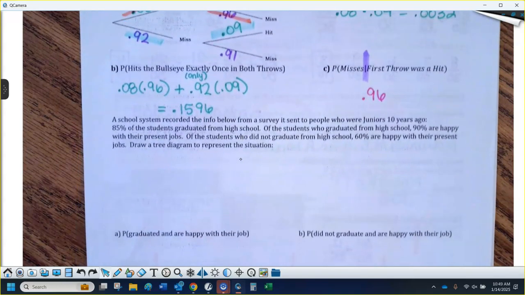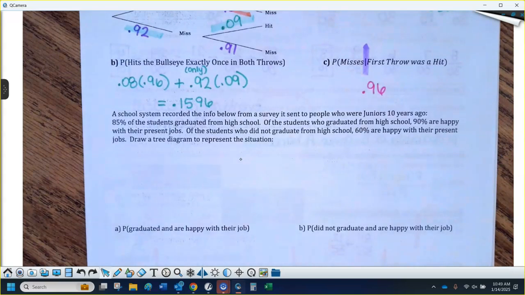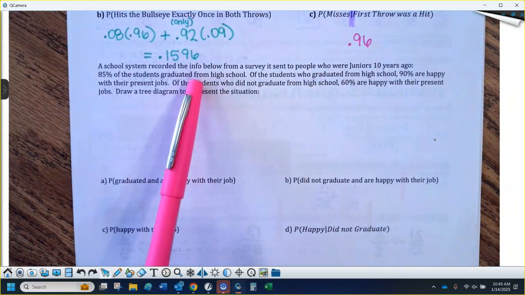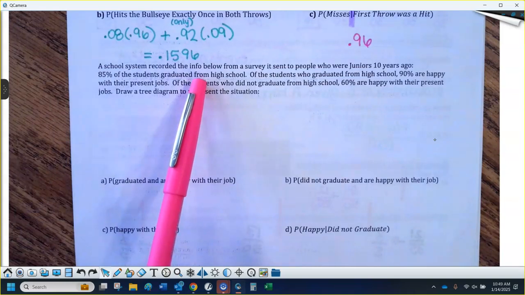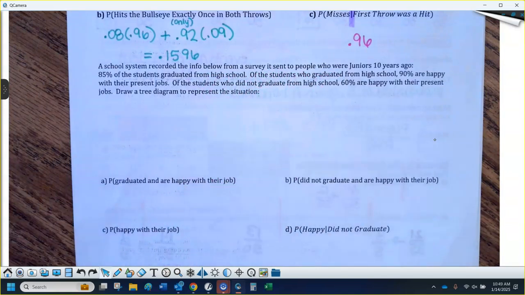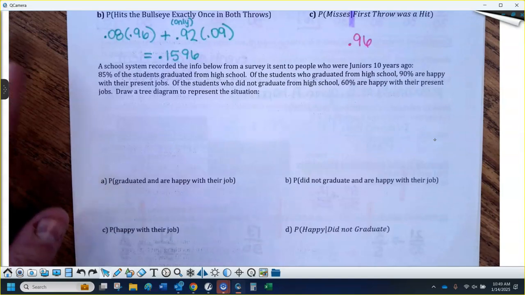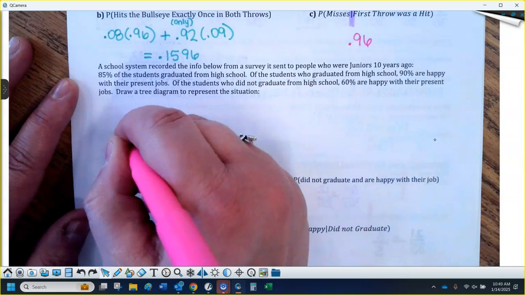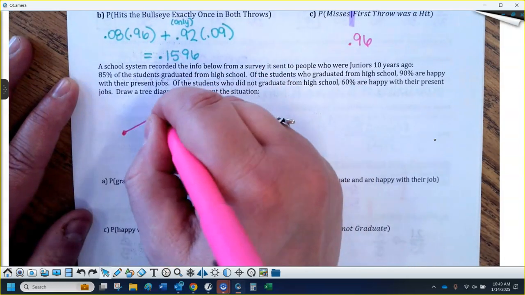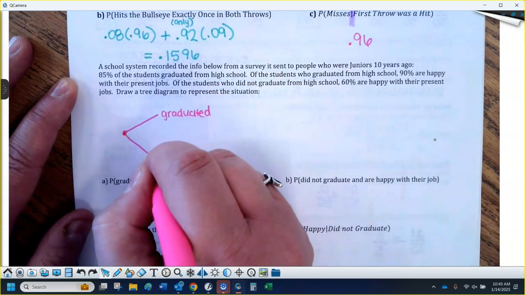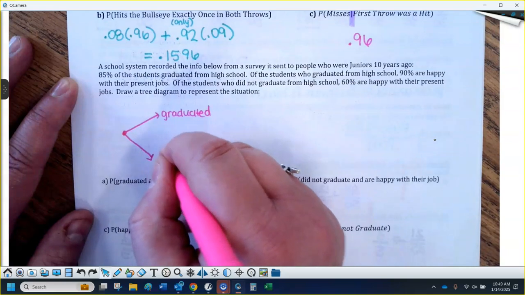All right, now the one at the bottom, I'm going to have us draw a little tree here. This is a little bit more involved because we don't have any branches to go from. This says the school system recorded the information below, which we're going to draw because I took it out so we could practice it, from a survey it sent to people who were juniors in high school 10 years ago. It says 85% of the students graduated from high school. So I'm going to make my first branch, and we're either going to say they graduated or they didn't graduate.